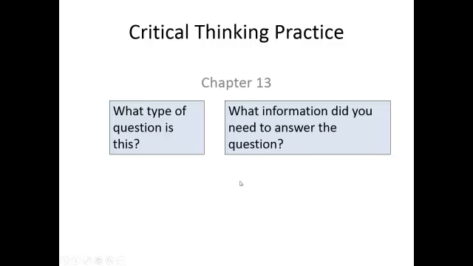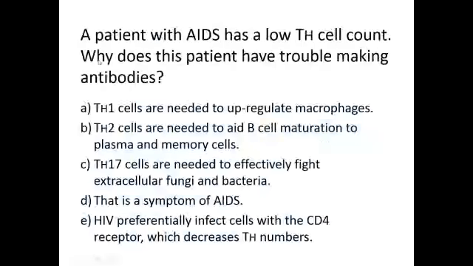Here are the answers to the critical thinking practice questions for Chapter 13. First up, a patient with AIDS has a low Th or helper T cell count. Why does this patient have trouble making antibodies? Let's think about what helper T cells do in aiding antibodies. Some of them cause the B cells to mature and to become plasma cells and produce a lot of antibodies.